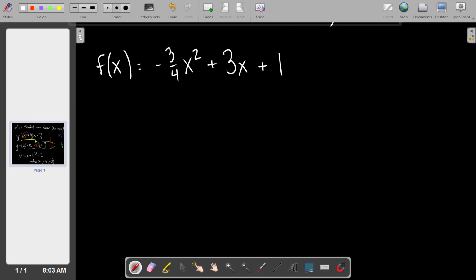So the beginning is what it is. I'm going to bring down my f of x. I'm going to pull out -3/4. I don't care how the 3/4 is going to affect the other number. I'm going to pull off whatever is stuck to the x squared, right? So I'm going to have -3/4 pulled out. I'm going to have a nice long set of parentheses, and then I'm going to kick the +1 to the back.